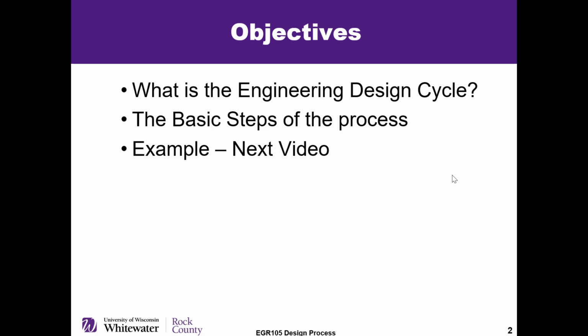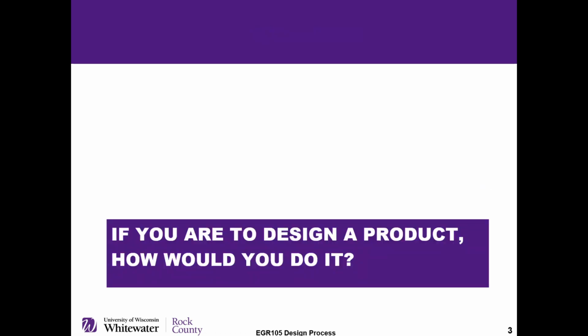I'm going to briefly go over it as an overview from the book itself, give you the basic steps of the process, and then I'll make another video following this one, which will give you an example too. So if you're designing a product, how would you do it? What steps would you take without really knowing what the process is? I like to use this example: think of making a paper airplane.